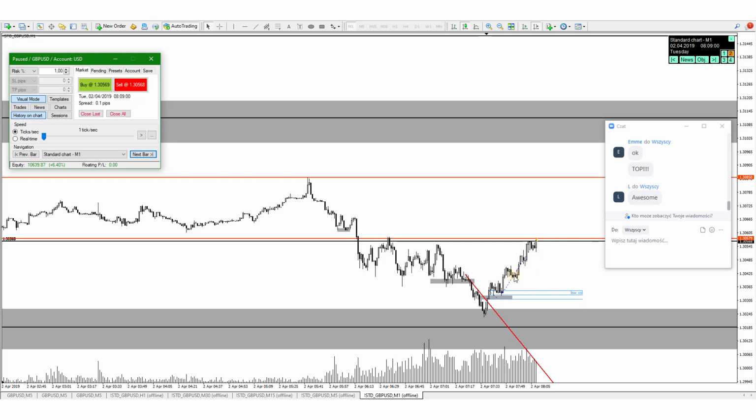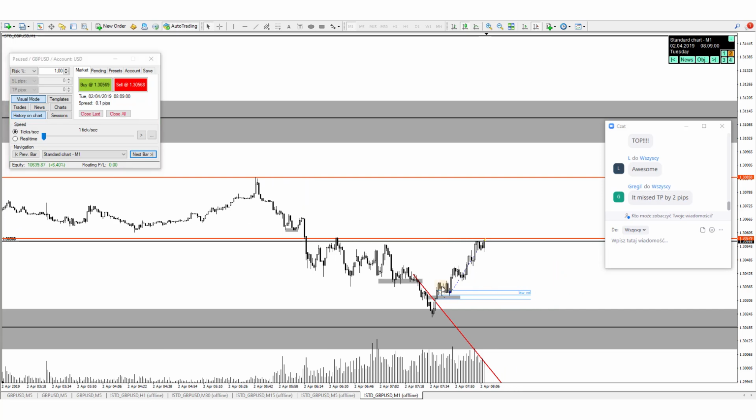Yeah, I'm not happy with this trade. It's nice that we got profits, but honestly, I will not take this in live. I'm really very confused about this. What happened with this rejection? Wow, it missed TP by 2 pips. You just wrote, Greg. I was also afraid here when price started to make a range and just turned back a little.